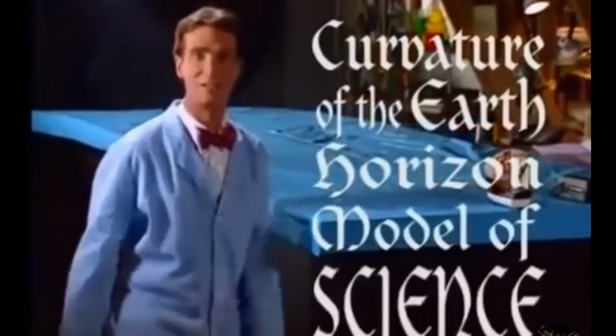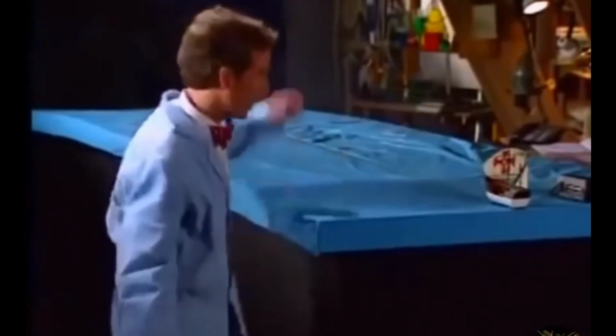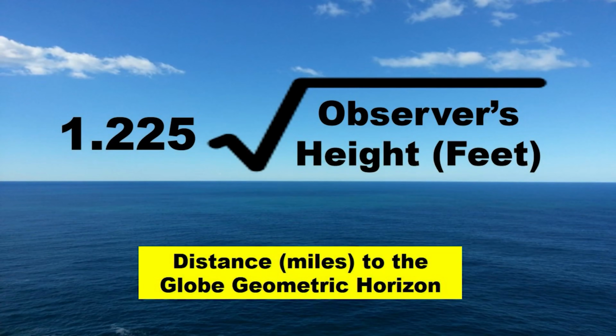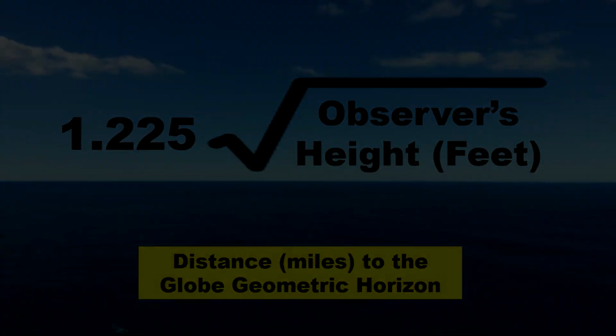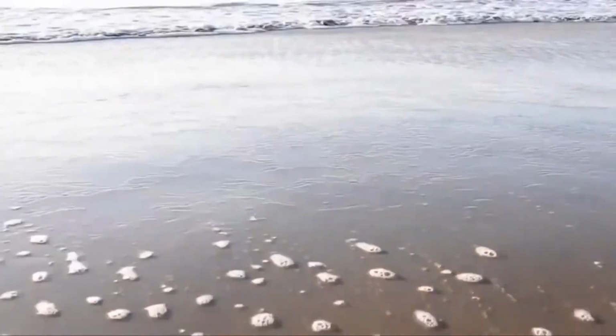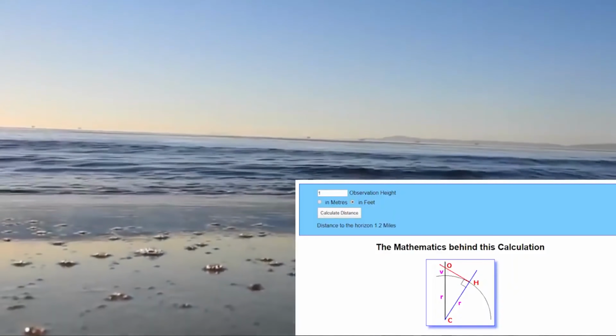According to the globe model, there is a point on the globe where the alleged curvature of the Earth begins to obstruct distant objects. Under the globe, this point is referred to as the horizon, and is marked by an X on the diagram. One can determine the distance to the alleged globe horizon in miles by taking the square root of the observer's height in feet and multiplying by 1.225, or you can simply use an online calculator like this one or this one. We can prove there is no globe geometric horizon, and therefore no globe.